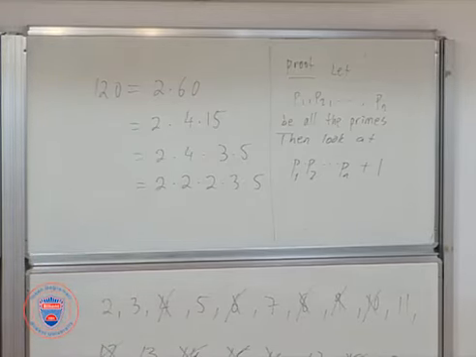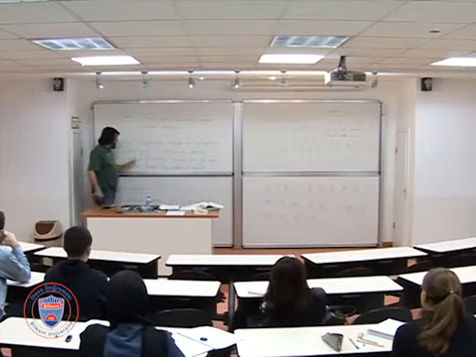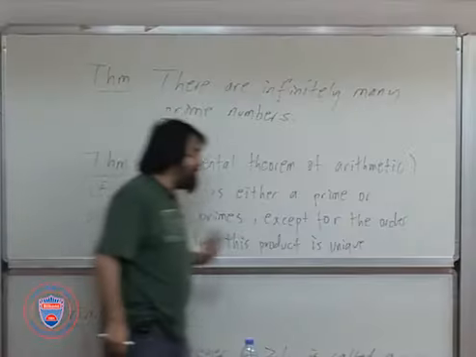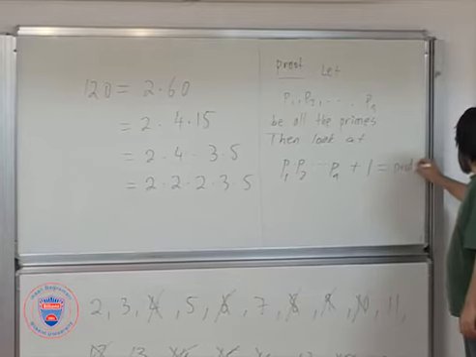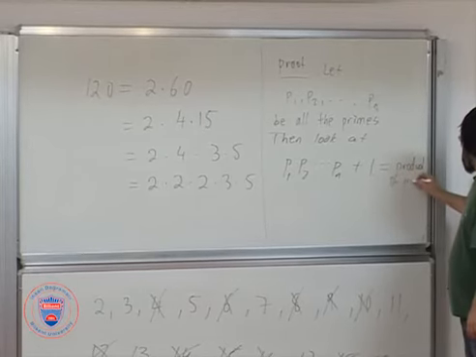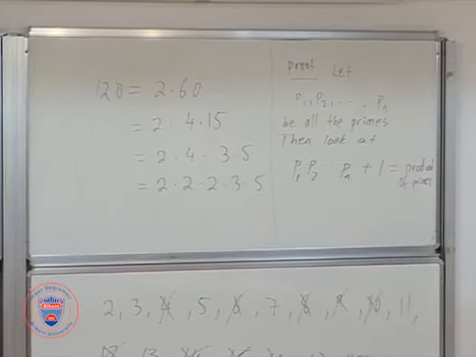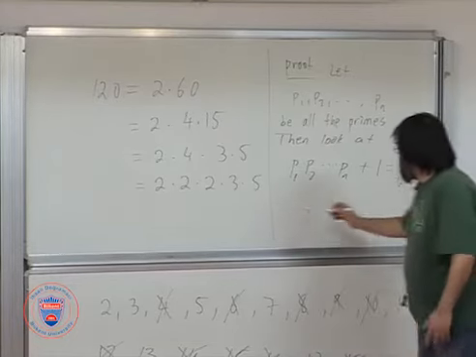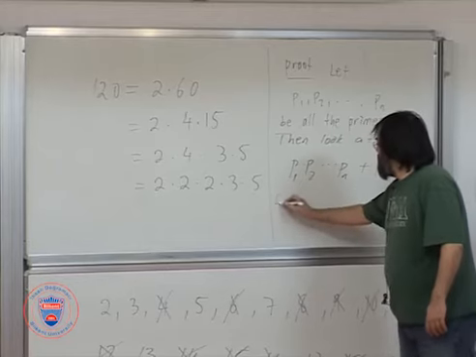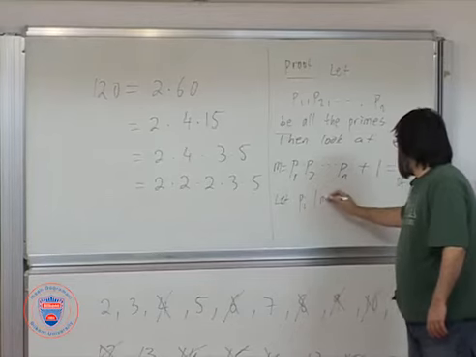Every number is either prime or is a product of primes. So you should be able to write this number as a product of primes. But what are the primes? These are the primes, right? So suppose Pi divides, let's call this number M. Pi divides M.